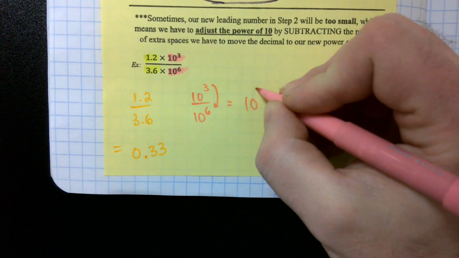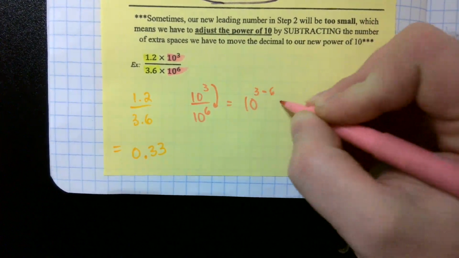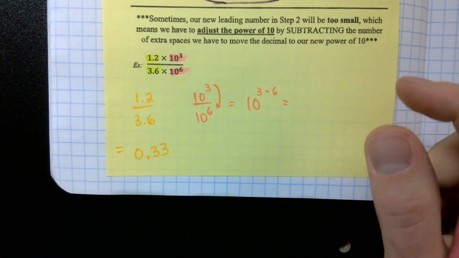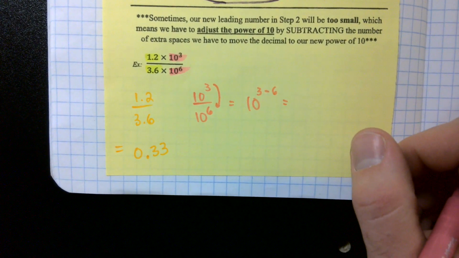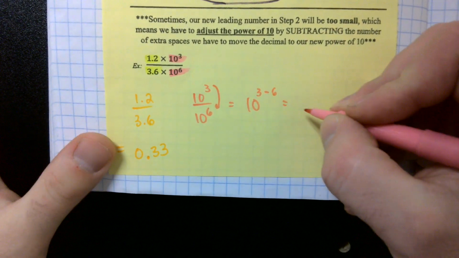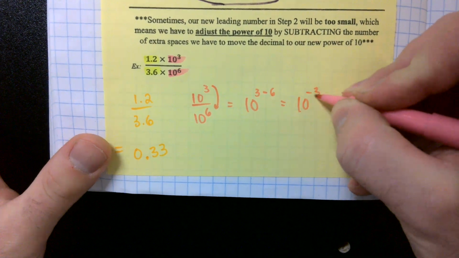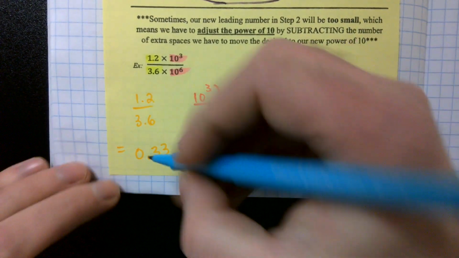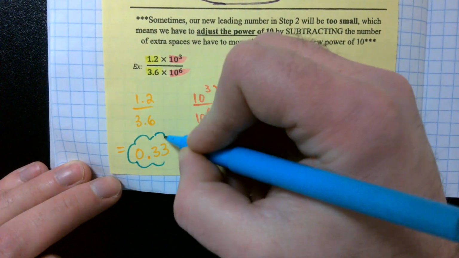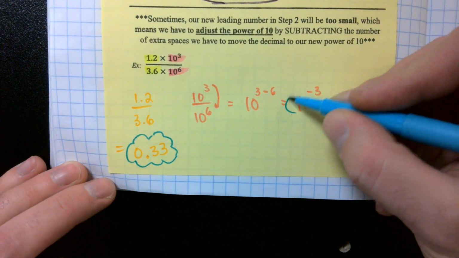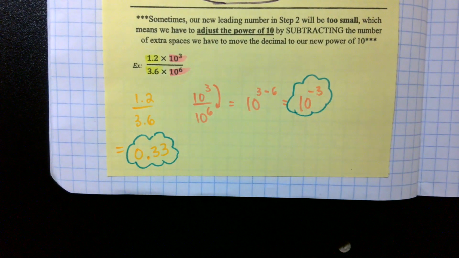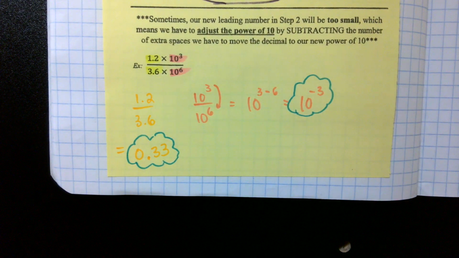it's going to be 3 minus 6. So we're not always doing the biggest minus the smallest, right? We're doing the top minus the bottom. What is 3 minus 6? Negative 3. So I've got my new leading number, kind of. I've got my new power of 10. Now I'm going to put them together.